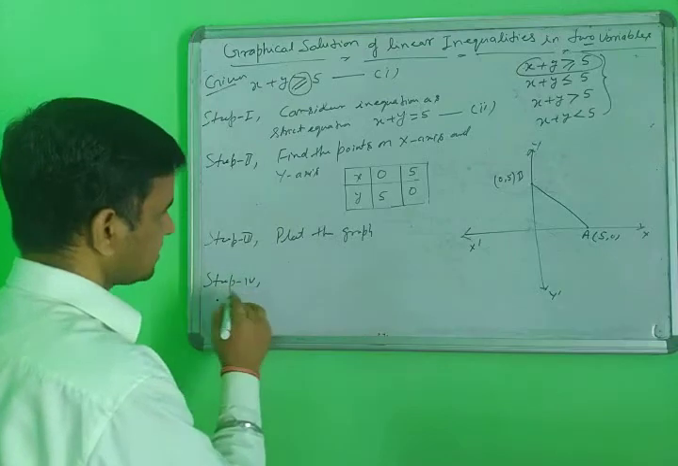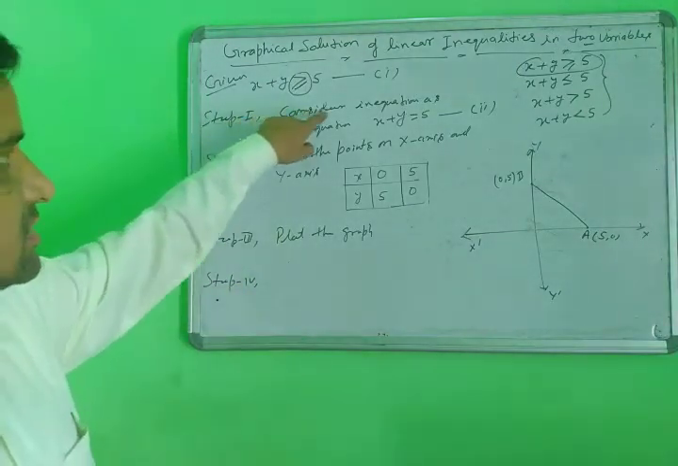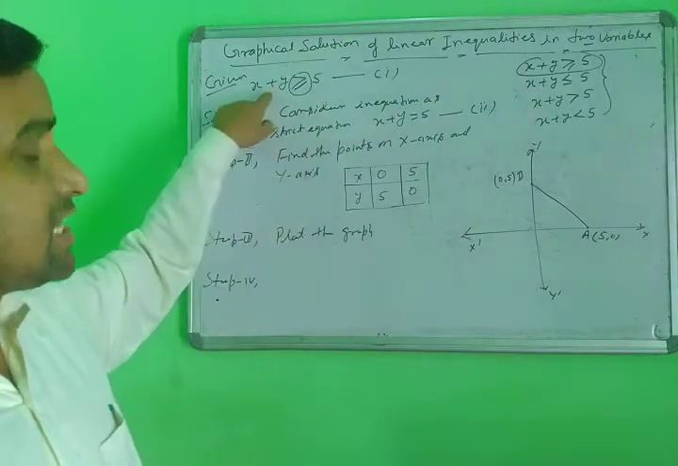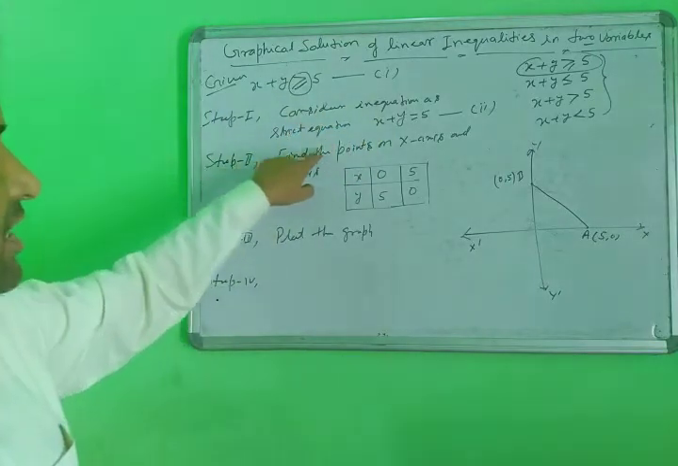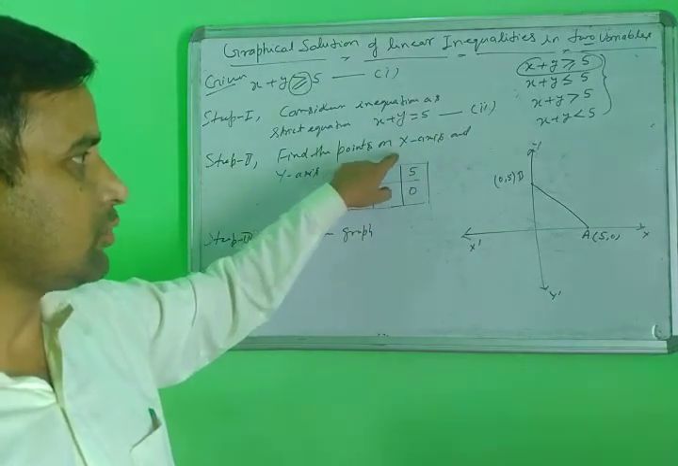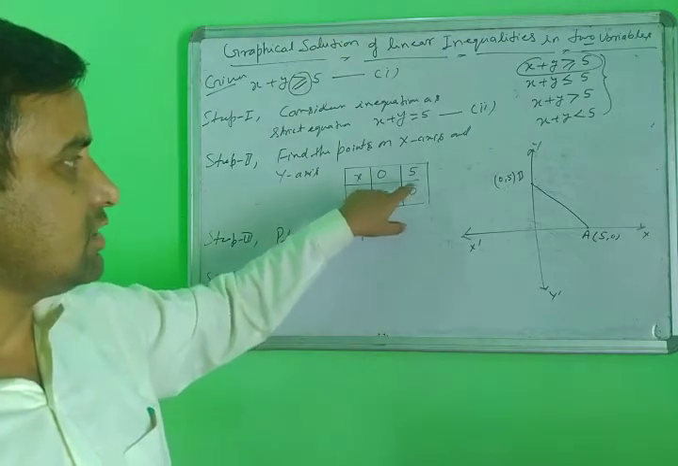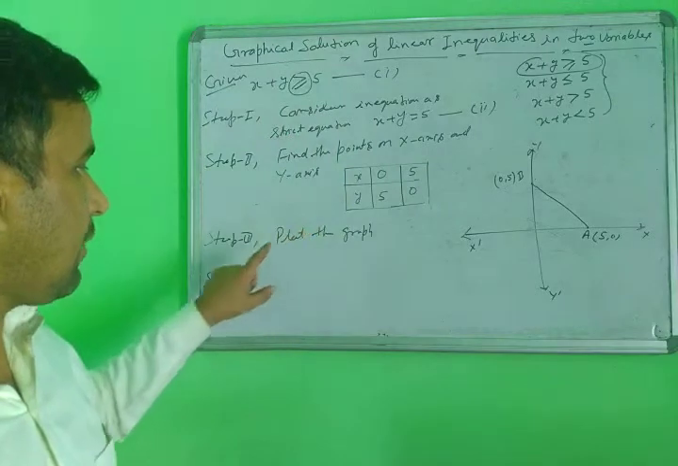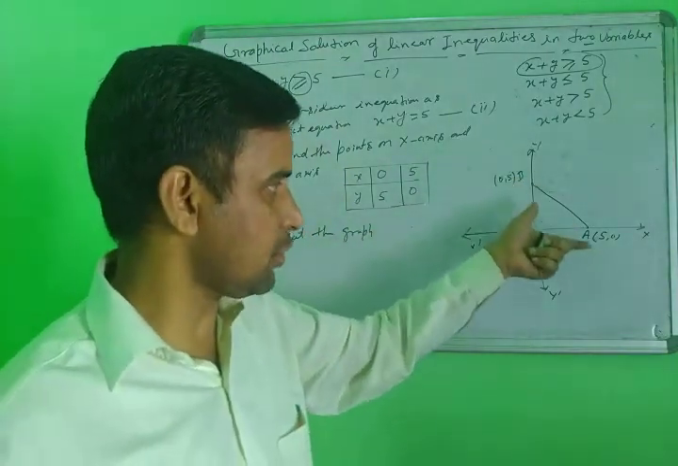After that, step four, and this is your last step. Step first, consider the inequation in strict equation form. This is called inequations. This is called the strict equation also. Step second, find the points on the x-axis and y-axis with the help of this. Suppose you are putting the value x equal to 0, you are finding the point on the y-axis. Suppose you are putting y equal to 0, you are finding the value on the x-axis. After that, third step, plot the graph.